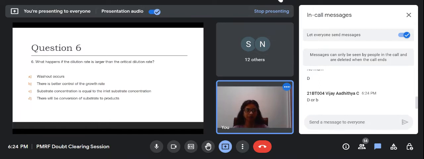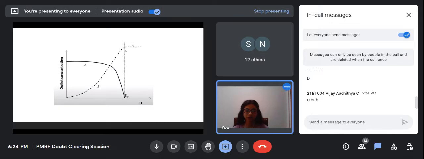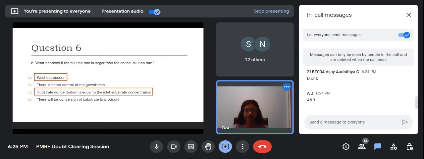So the answer to this depends on what the critical dilution rate is. This is the graph that was there in the module that you've seen. What you see is that the concentration of cells, X, goes down to zero at the critical dilution rate, and the substrate concentration becomes equal to the substrate concentration of the inlet. So the correct answer is if the dilution rate is larger than the critical dilution rate.